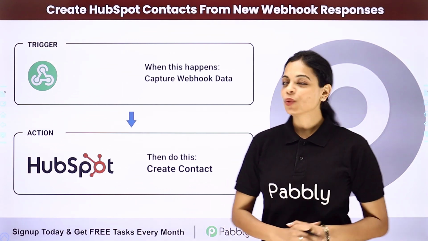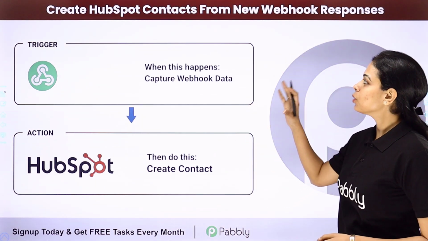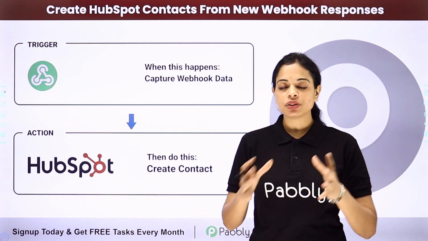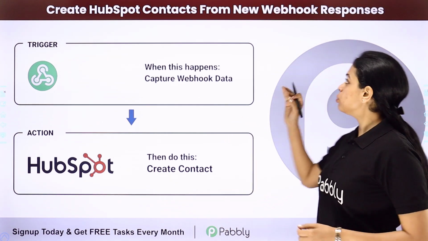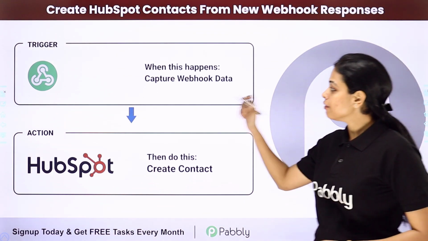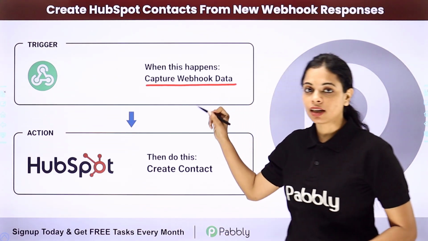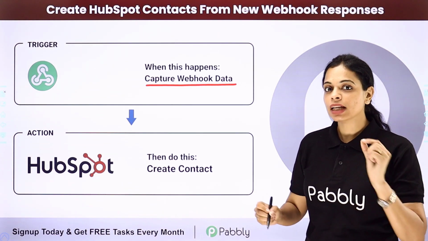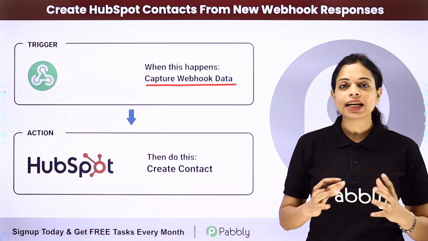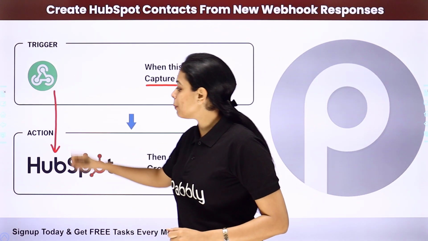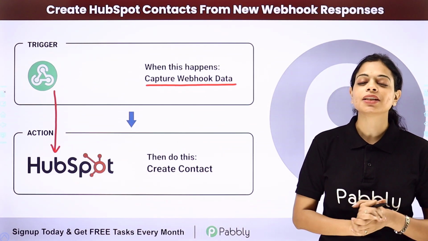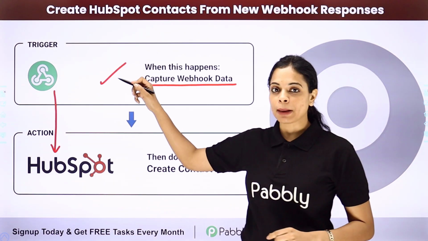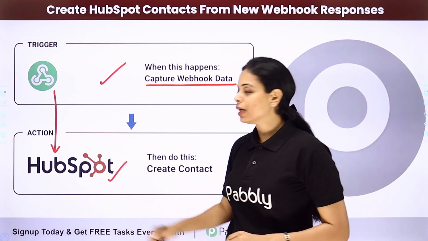In this video, we are going to see how to create HubSpot contacts from new webhook responses. Let's say whenever you have to integrate two different applications, you can use Webhook by Pabbly. Every time you capture webhook data, you want to create a contact with the details you have received in HubSpot CRM. Now how can that be done? For this you will have to integrate the two applications, and the same thing can be done using Pabbly Connect software. So here your trigger application will be Webhook by Pabbly and your action application will be HubSpot.